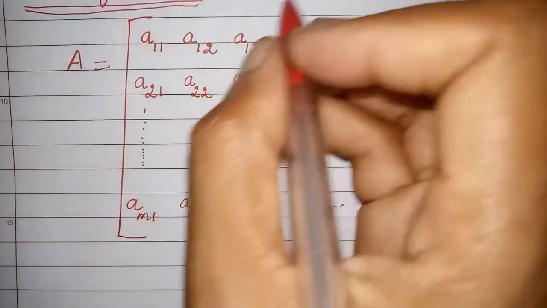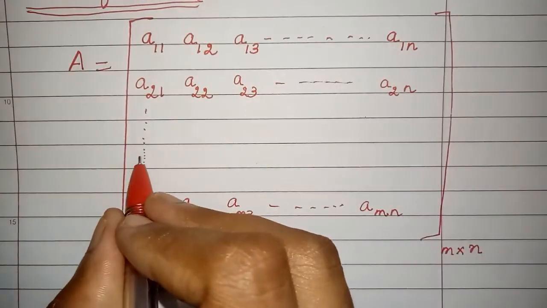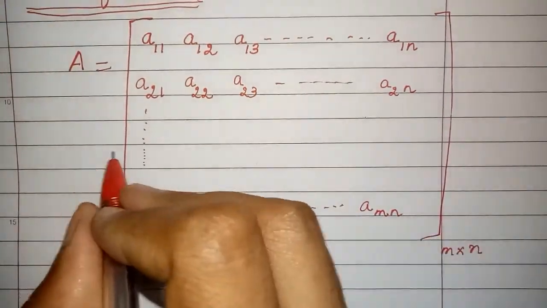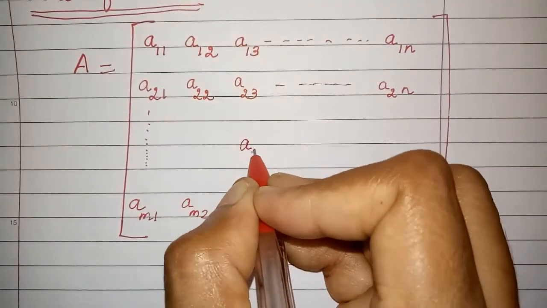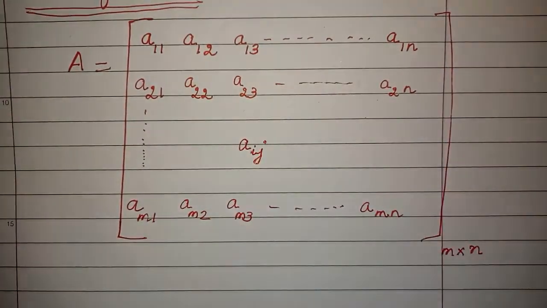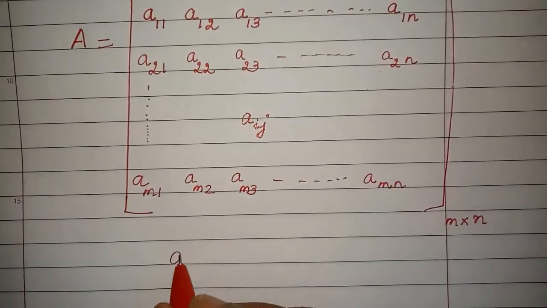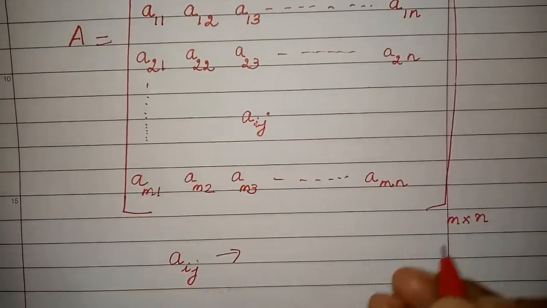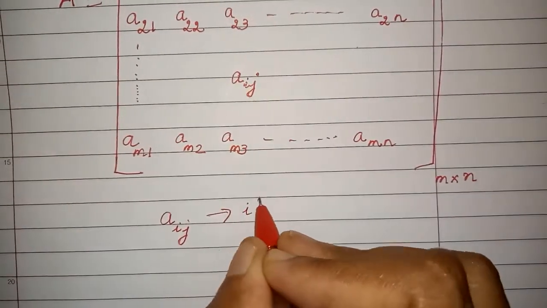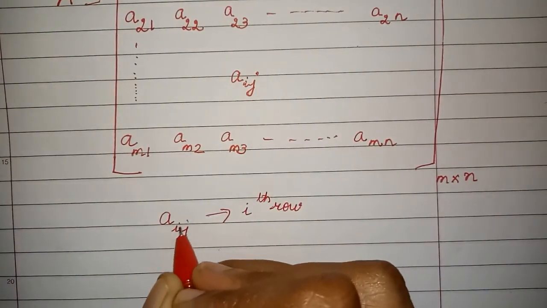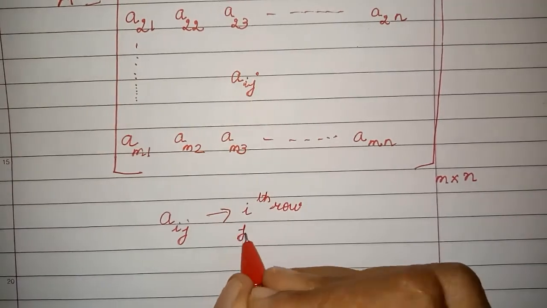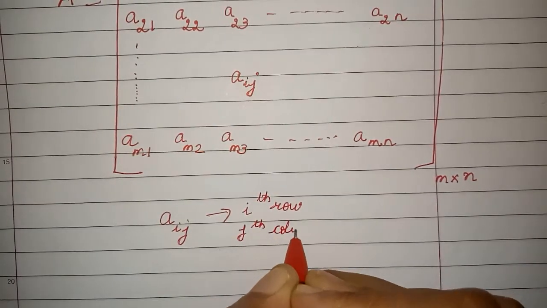Is that clear? Now somewhere here, children, I will have one ith row and jth column. I will have some i row, I will have some j column. So how will be the entry there? The entry there will be aij. In general, what does any aij mean? Your element is in the ith row, because the first prefix is for row, and it is in the jth column.